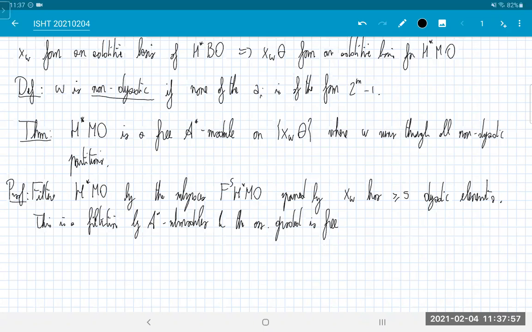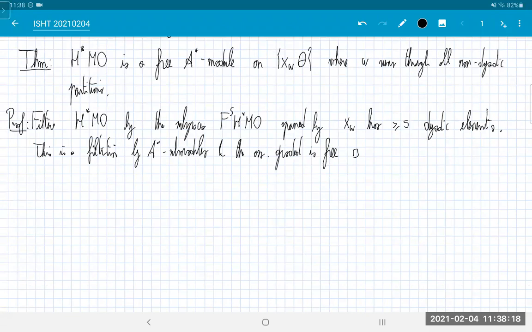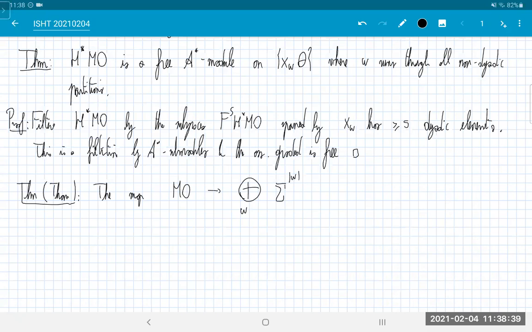Okay, questions about the statement and or the sketch? No. Okay, because now, from these, we conclude. Now we go to the actual theorem. The map from MO to the sum, of the degree h of 2, where omega runs over non-dyadic, is a homotopy equivalence. And this is just the sum of these maps.